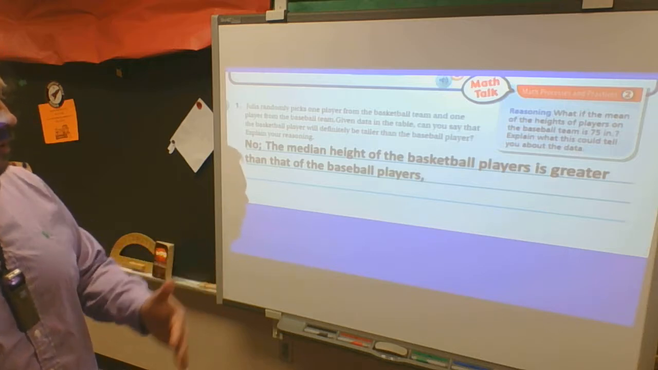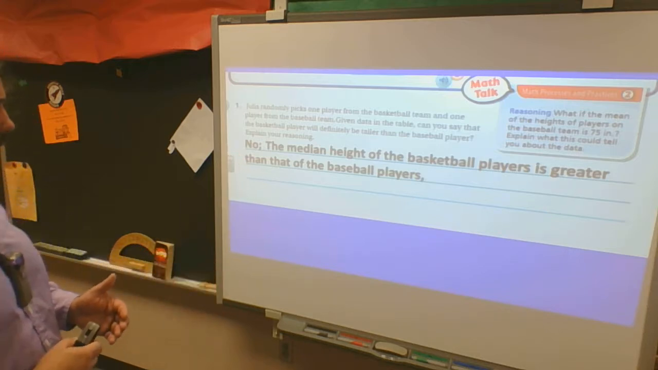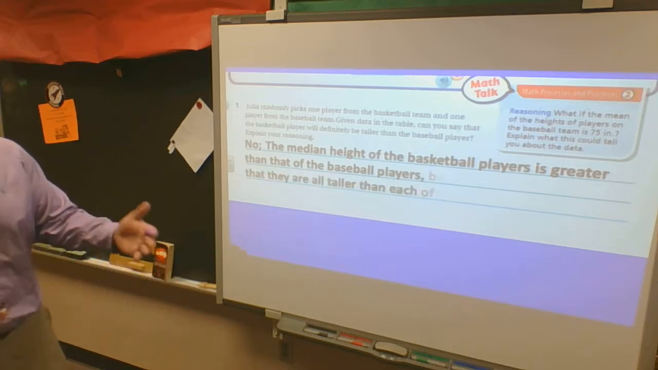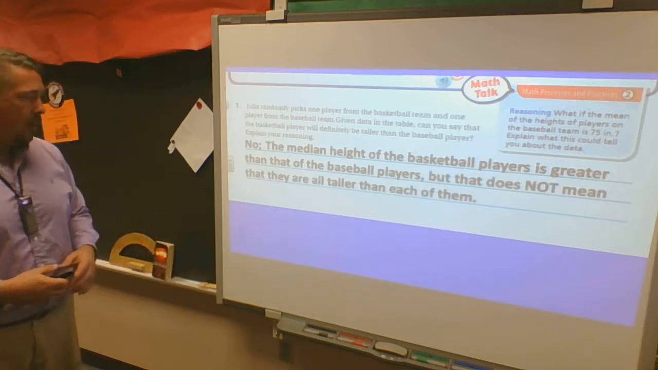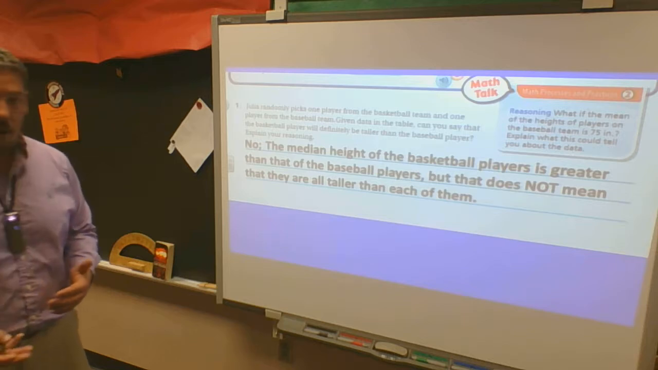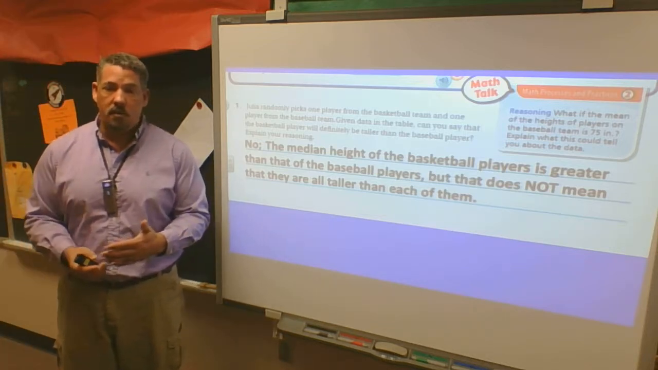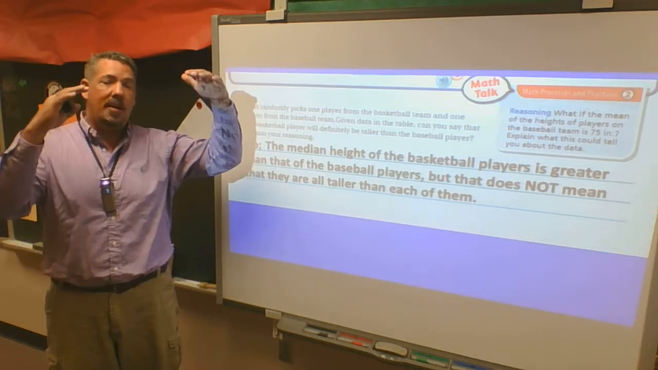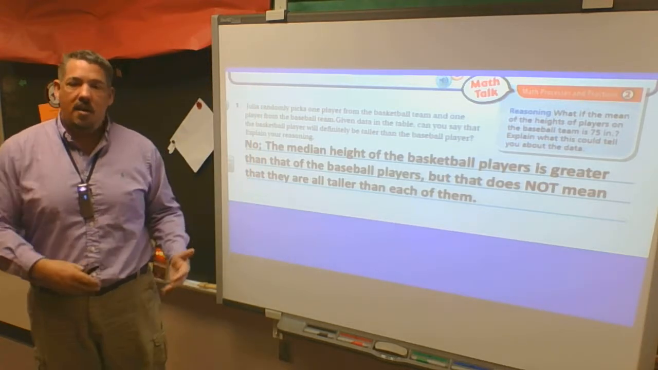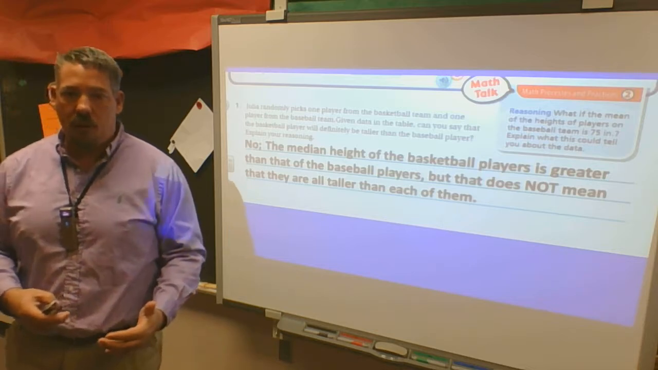The median height of the basketball players is greater than that of the baseball players. However, that does not mean that they are all taller than each of the baseball players. There could have been some baseball players that were taller than some of the basketball players. I can't say the basketball players are absolutely taller.